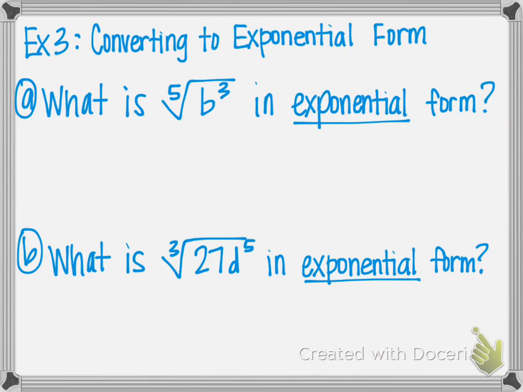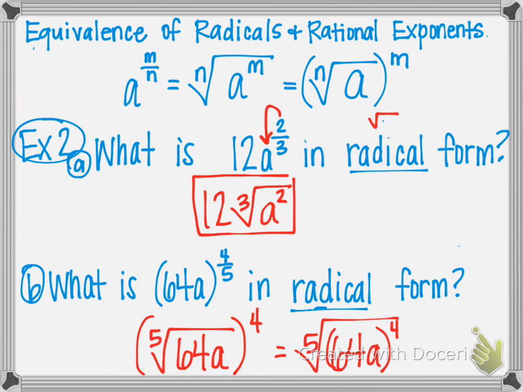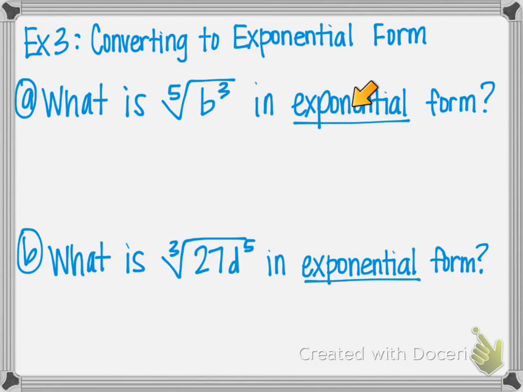If you have any questions, you can always go back to it. What I'm going to do is go ahead and do example 3, and then you're going to do a guided question on each kind. So example 3, we're actually going to go backwards from what we just did. We're going to go from the radical to the exponent because they ask us to write it in exponential form.